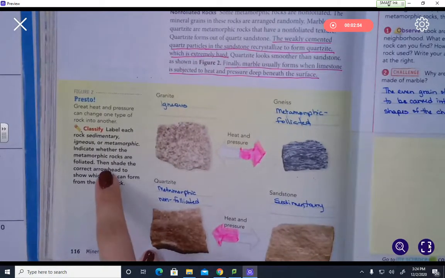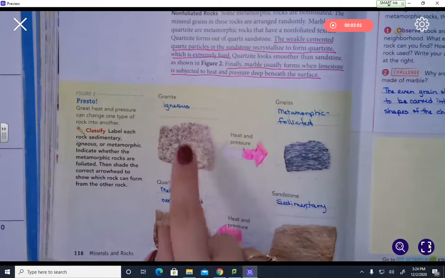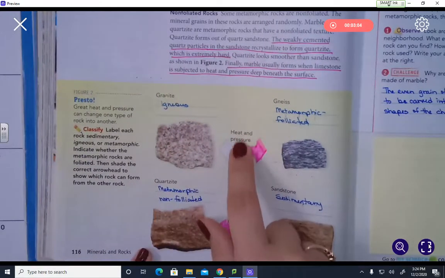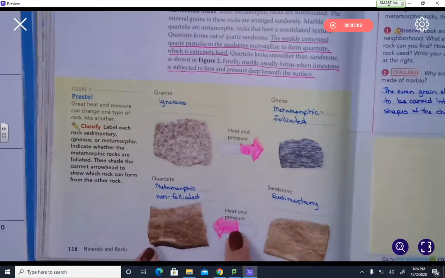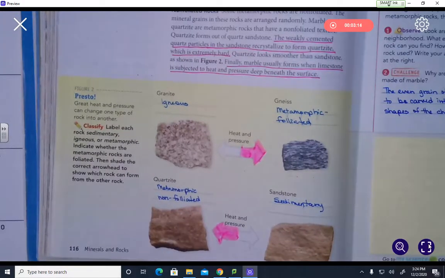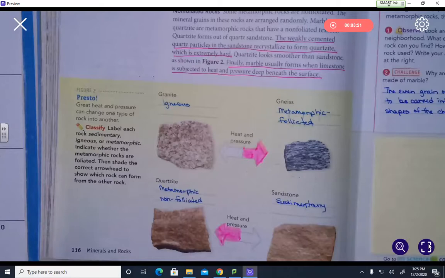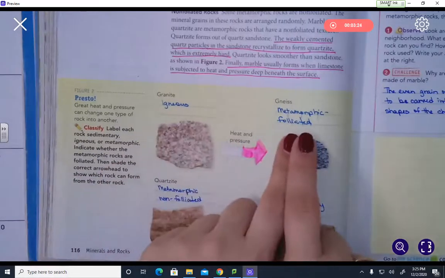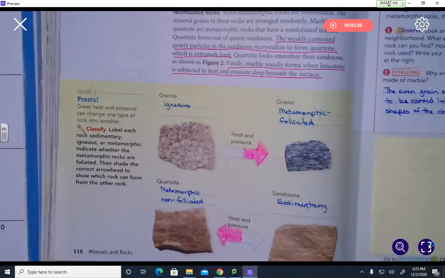And then lastly, it says to shade the correct arrowhead to show which rock can form the other rock. So if we take granite and we apply heat and pressure, we get gneiss. If we take sandstone and apply heat and pressure, we would get quartzite. And even if you didn't know that granite turns into gneiss by name, you would just know by the rock type. We would know that igneous turns into metamorphic, and that sedimentary turns into metamorphic by applying that heat and pressure.